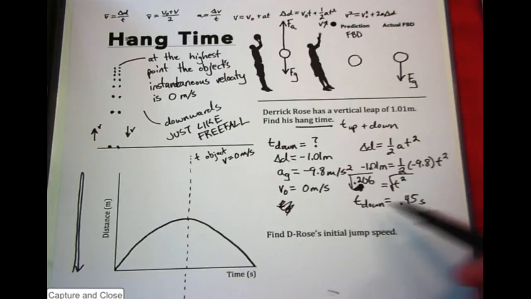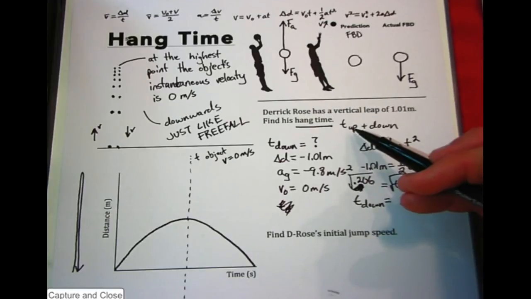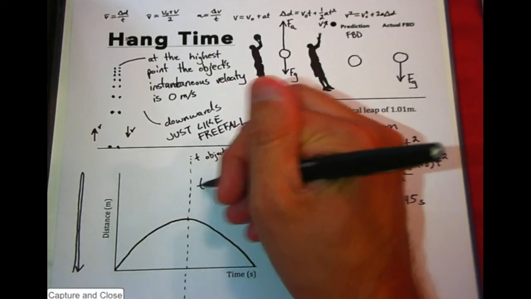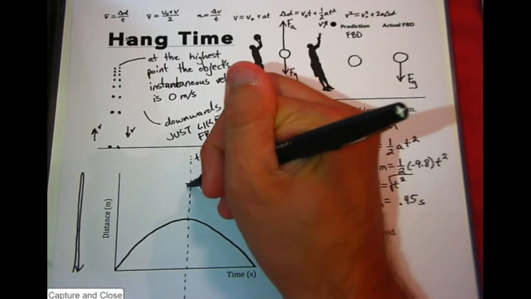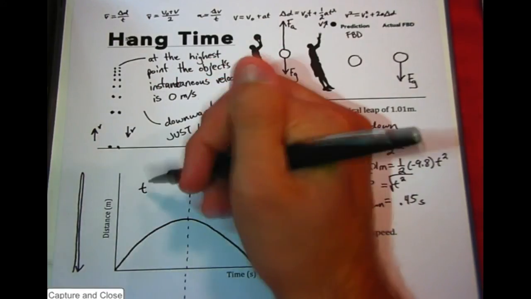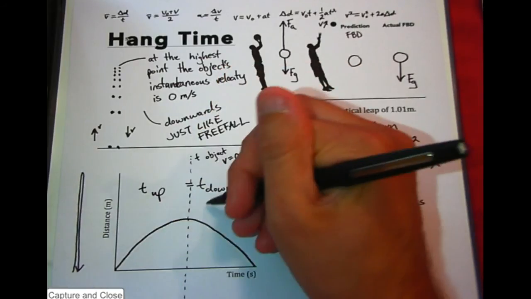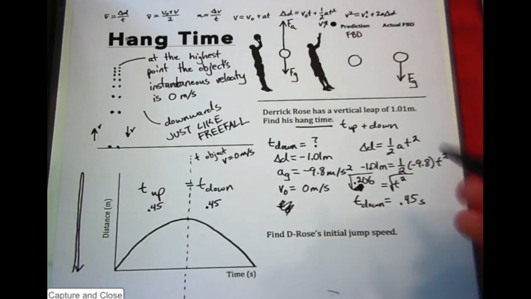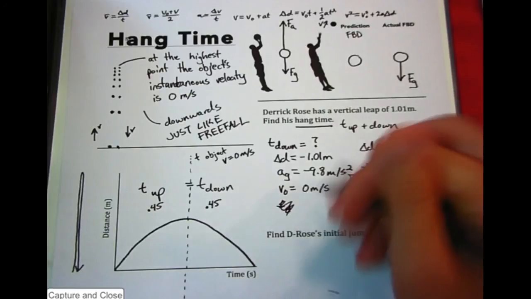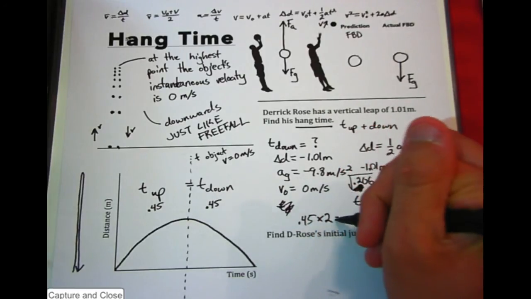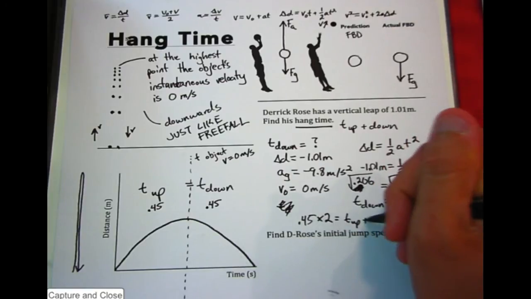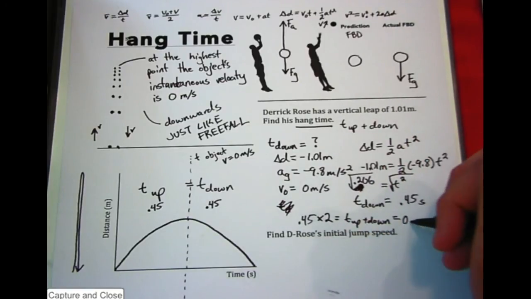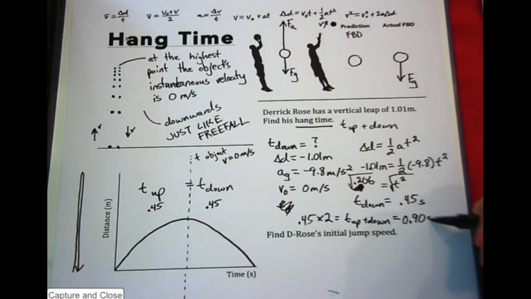So keep in mind, we have not yet calculated Derrick Rose's hang time. We've only calculated the time it takes to go down. So how do we figure out the time it takes to go up? Well, it turns out that the time it takes to go down is equal to the time it takes an object to go up. So if it took Derrick Rose 0.45 seconds to fall down, it's going to take him 0.45 seconds to go up. So all we have to do is just multiply this number by 2. So 0.45 seconds times 2, we're going to get our time to go up and down to be 0.90 seconds. Right? And this is our hang time.